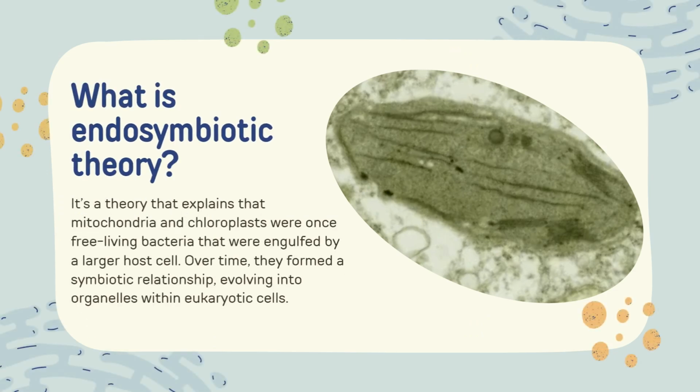The endosymbiotic theory reveals an extraordinary journey. Mitochondria and chloroplasts were once free-living bacteria that were engulfed by a larger host cell. Instead of being digested, they formed a mutually beneficial relationship with the host, eventually evolving into organelles inside eukaryotic cells. Now take a look at the image on the right. Which organelle do you think is being shown right here?